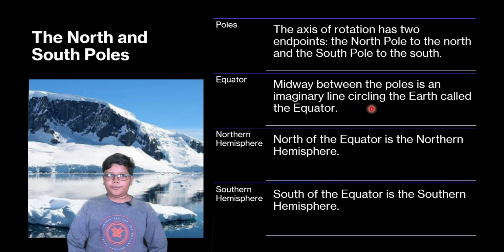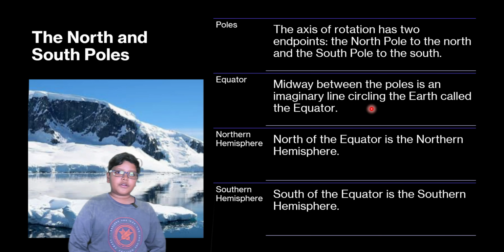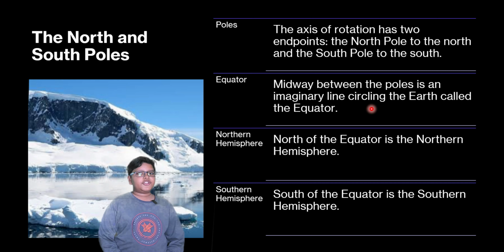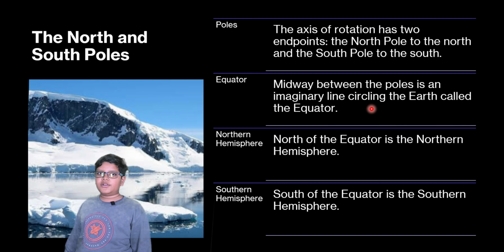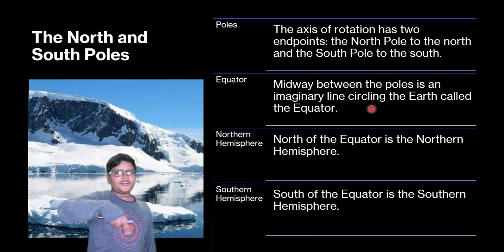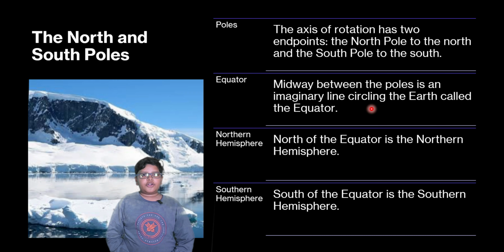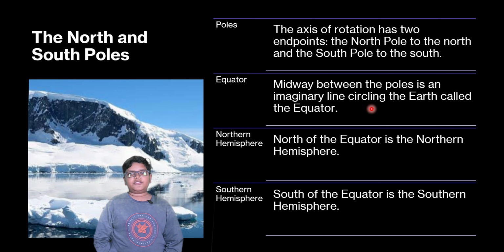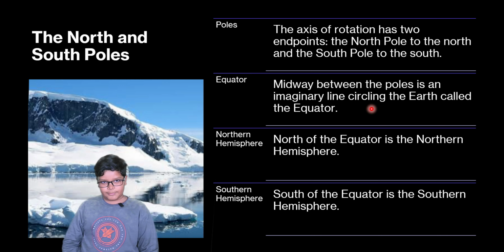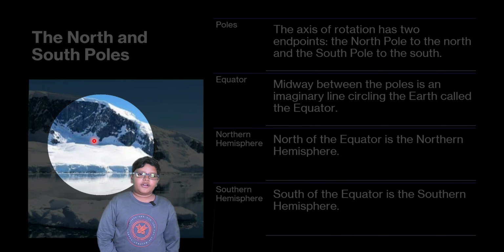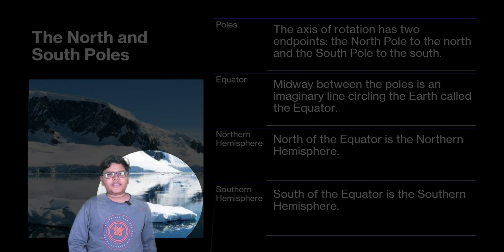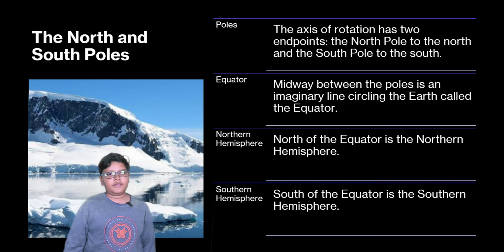The North and South Pole. The two endpoints of the axis of rotation are called the poles. To the north is the North Pole and to the south is the South Pole. Midway between the poles is an imaginary line circling the earth called the equator. To the north of the equator is the northern hemisphere, and to the south of the equator is the southern hemisphere. And I have a picture of the... I think this is South Pole. Yeah, South Pole.